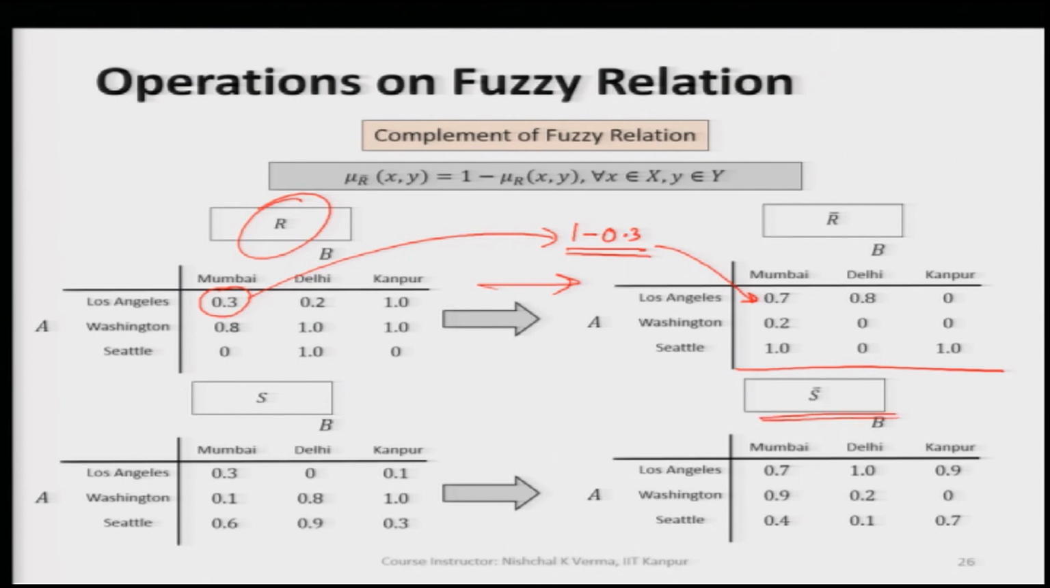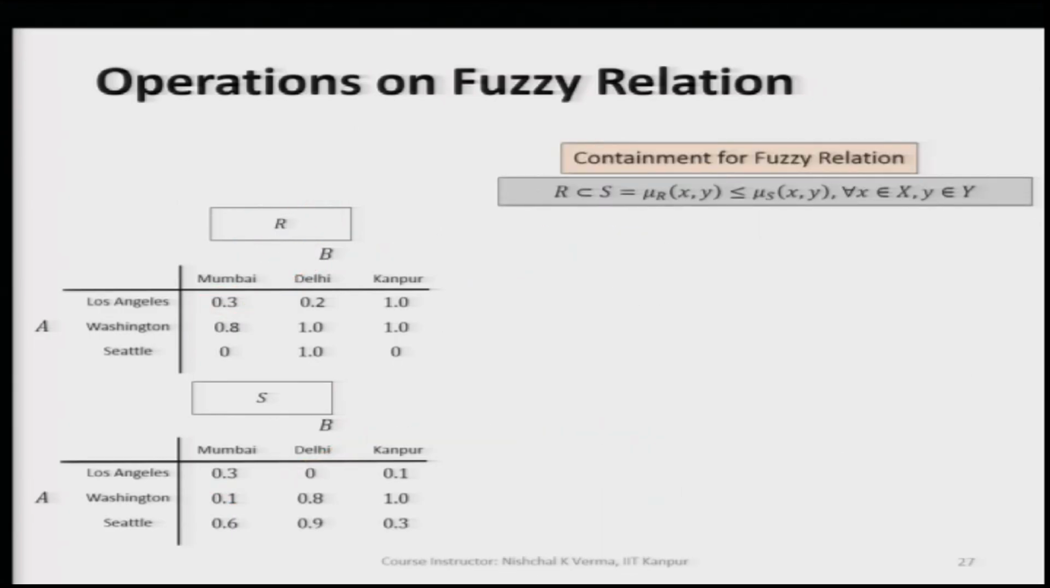Similarly, we can get the complement of fuzzy relation set S, which is represented by S bar. Here also, let us say we take 0.1, and the corresponding element in S bar will be 0.9, because if I subtract 0.1 from 1 we are going to get 0.9. So, this is how we get the corresponding membership value, which is the membership value of the complement of the fuzzy relation set. So, this is how we get these operations applied on fuzzy relations.